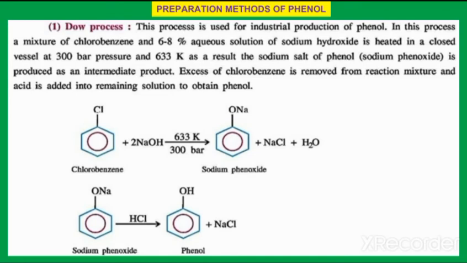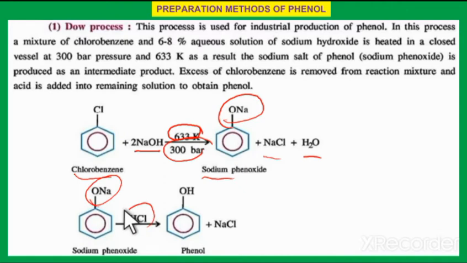So the first one is the Dow process. In this process, phenol can be obtained from chlorobenzene. When chlorobenzene is treated with sodium hydroxide at high temperature and high pressure, that is 633 Kelvin and 300 bar pressure, it forms sodium phenoxide, initially obtained along with NaCl and H2O. Now the sodium phenoxide is treated with hydrochloric acid, so that we get phenol and sodium chloride. Phenol is the main product.